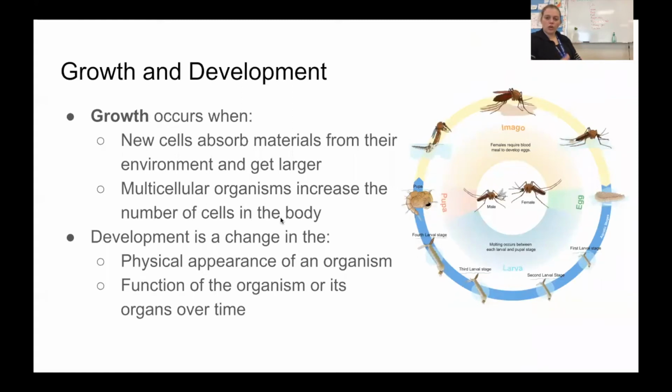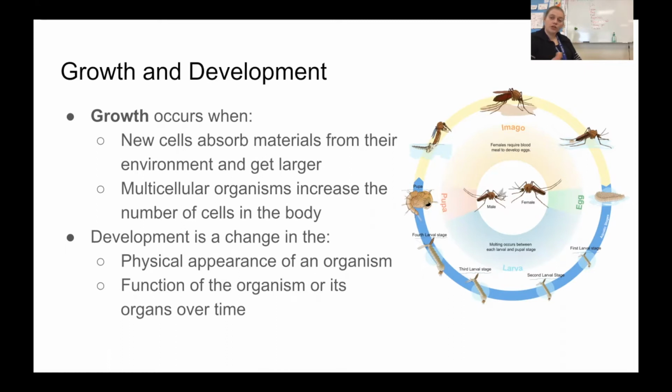Organisms all grow and develop. You did not start out the size you are today. That would have been hard on your mother. So growth occurs when a cell obtains materials from its environment and gets bigger in size. And cells can only get so big. At some point, it's going to be really inefficient for them to move materials around inside of that cell, and so they'll divide. Cells have to stay fairly small.